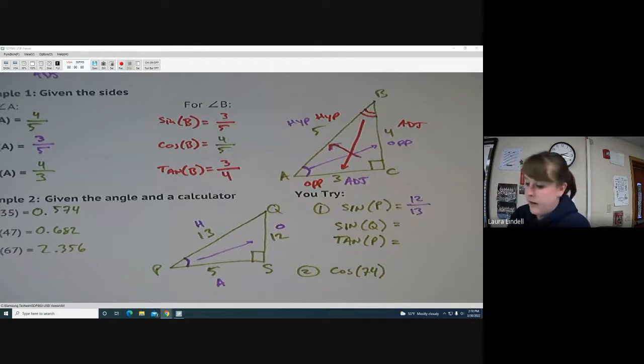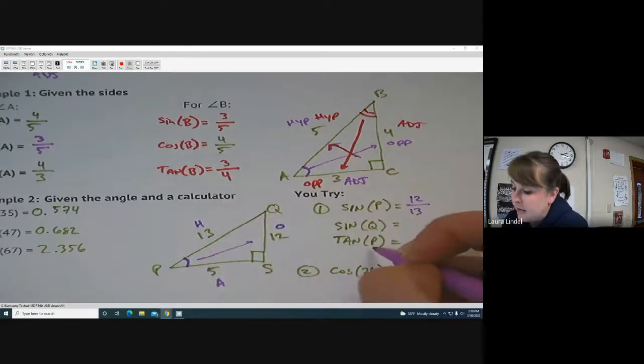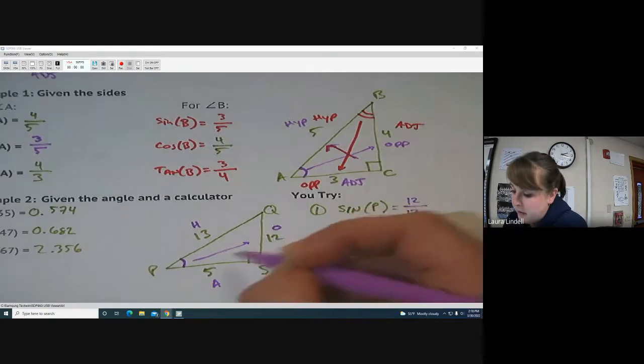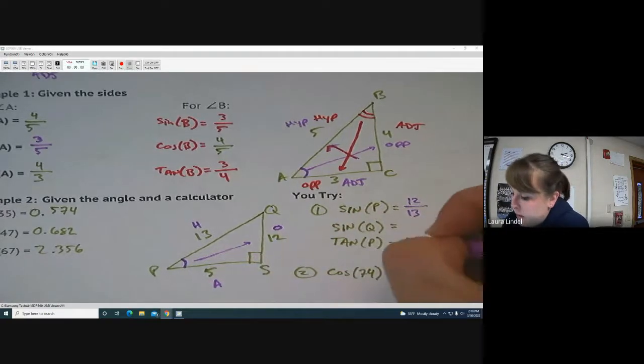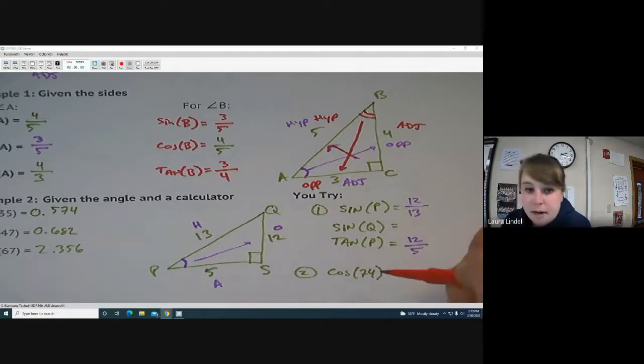While we're at it and we're in this mode and we've got things labeled with respect to angle P, I'm also going to find tangent of angle P real quick. Tangent of angle P is opposite over adjacent. And the opposite is 12 and the adjacent is 5. So for tangent of angle P, we should get 12 over 5. All right. So now we've taken care of both of the ones I wanted to know about angle P.